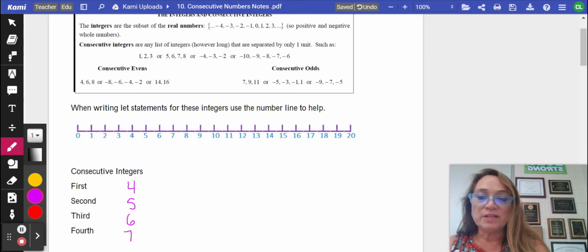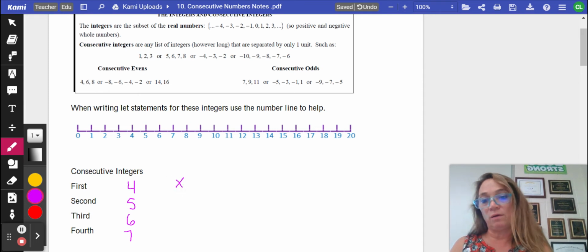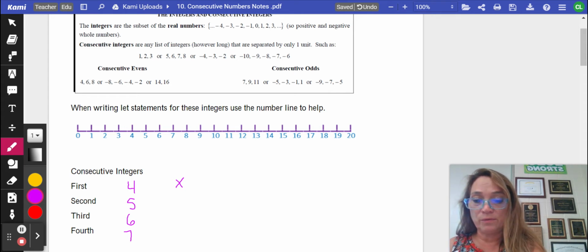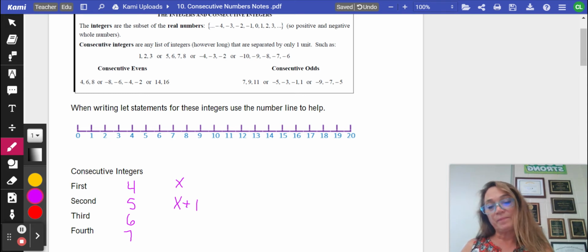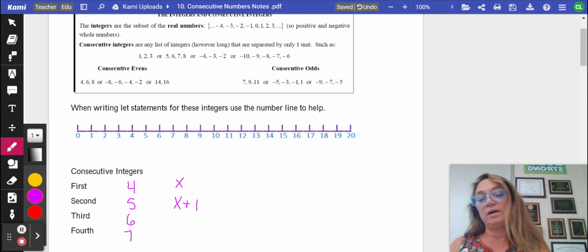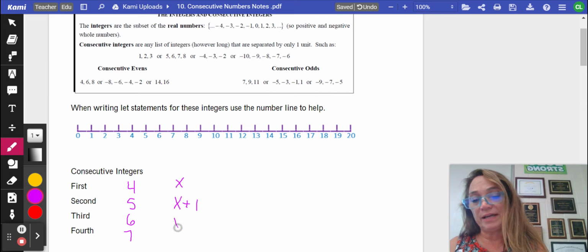So you want to think to yourself, how do you go from 4 to 5? If I say that x is my first number, how would I go from 4 to 5? How much would I add or subtract? 5 is one more than 4, so it would be one more than the x that I'm now replacing the 4 with. To go from 4 to 6, you would add 2. To go from 4 to 7, you would add 3.